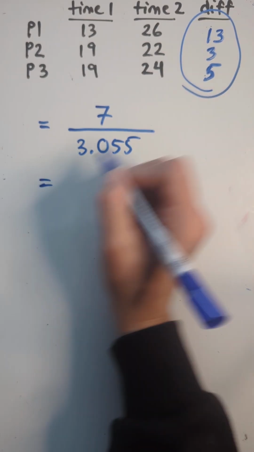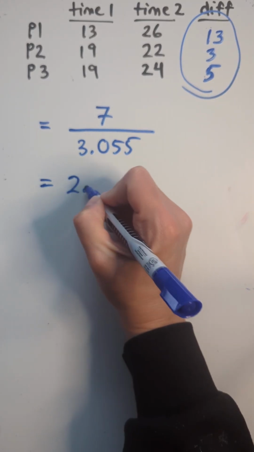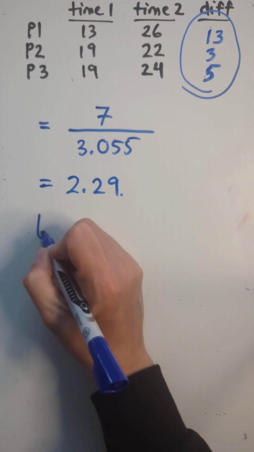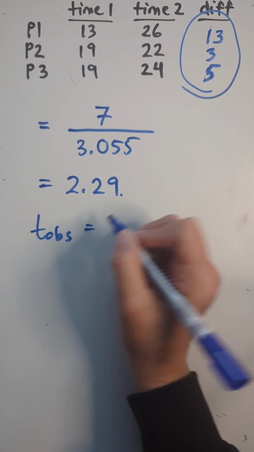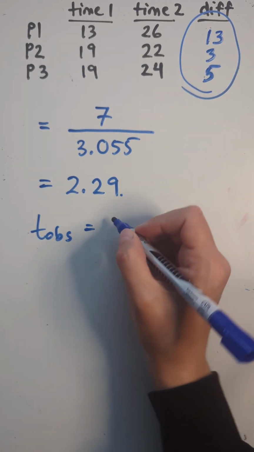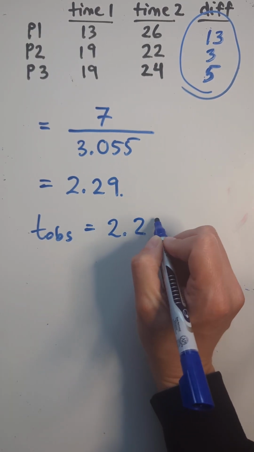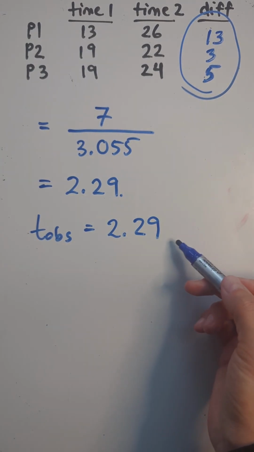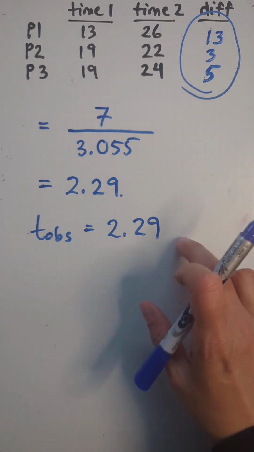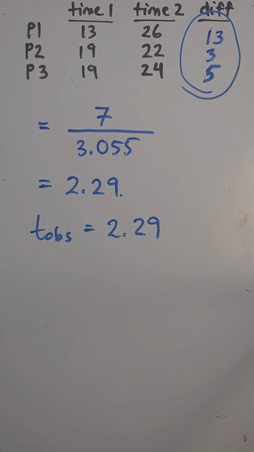And then when you do this division finally, you get 2.29. And that is the observed t from our data that we observed. It's a dependent t-test, and the result is t equals 2.29. And you can keep 3 decimal places if you want. I didn't. I'm not sure how you feel about that, but that's how you do it.